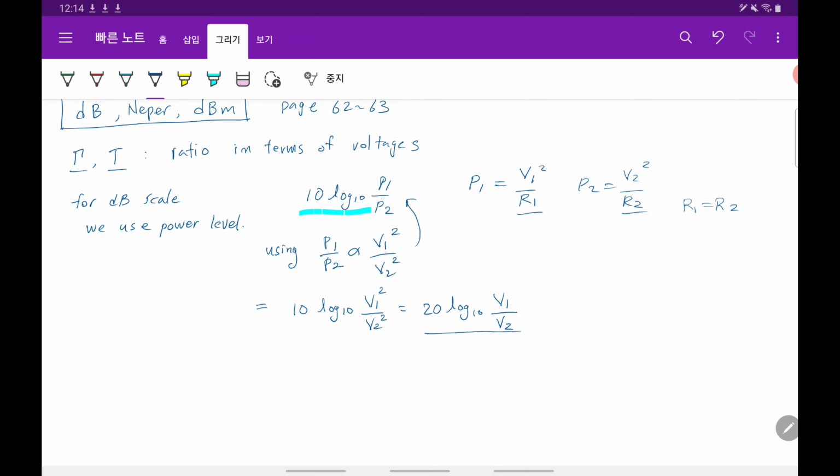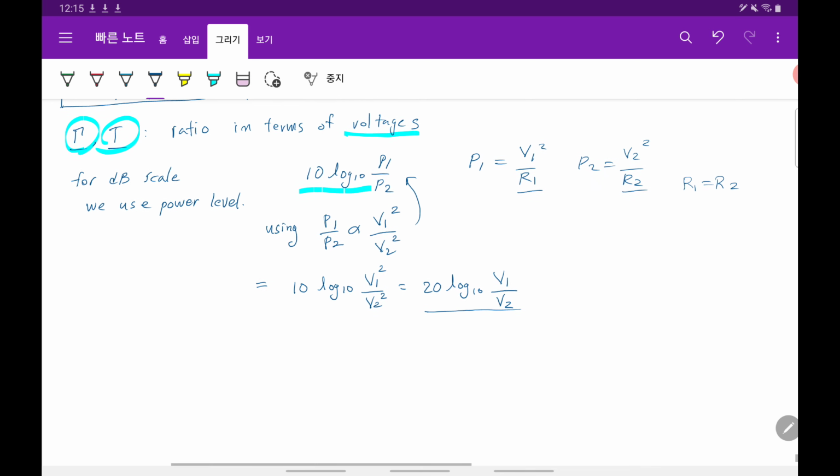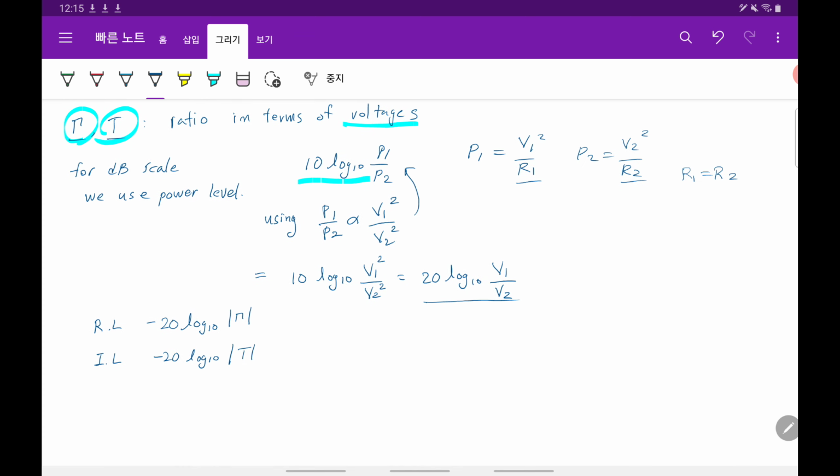So that's why, because this gamma and t is compared to voltages, to convert this gamma and t to dB scale, we normally use 20, right? This is return loss. So insertion loss is minus 20 log 10 of the magnitude of the transmission coefficient.